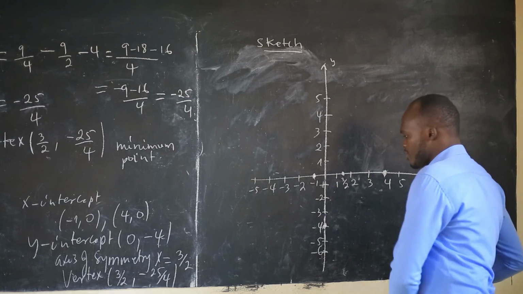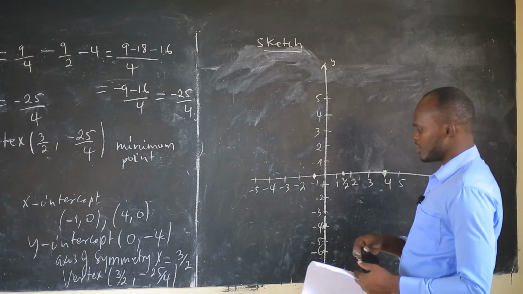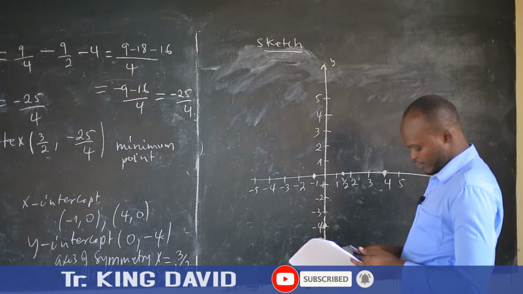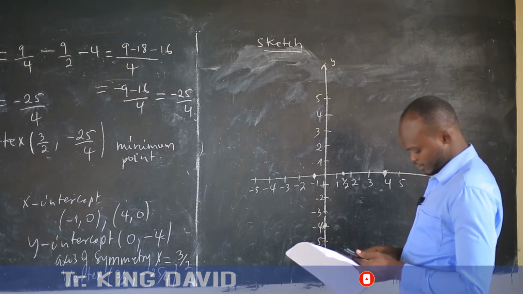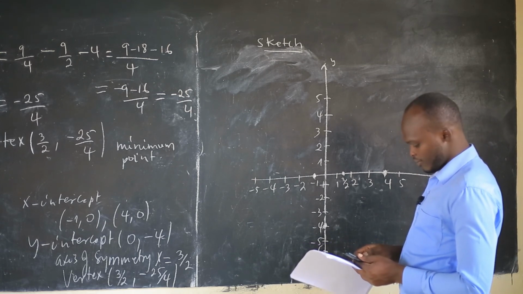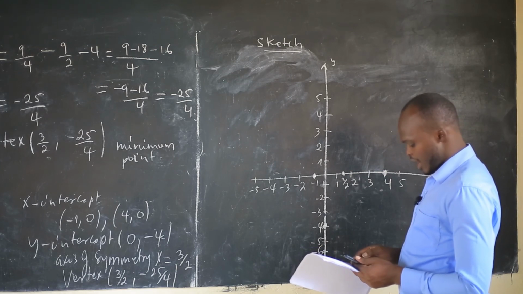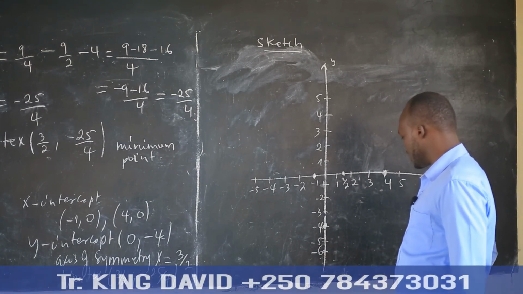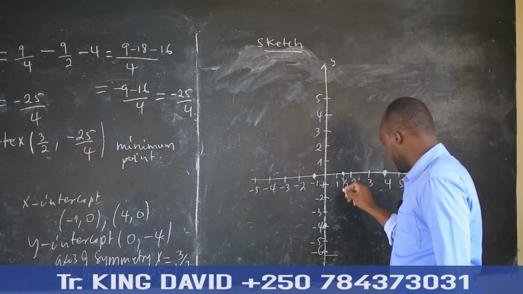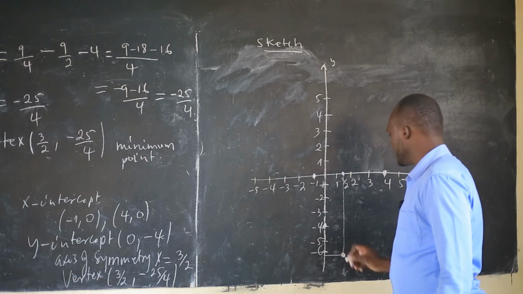When you take negative 25 over 4, let me use a calculator. Negative 25 divided by 4. I get 6.25, negative 6.25. So negative 6.25 is like here. So they will meet from here. So this is the turning point. This will be the turning point.